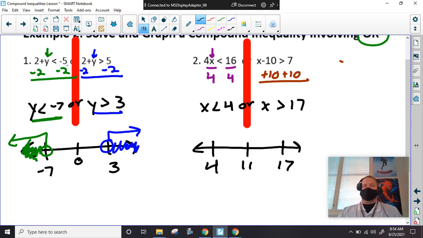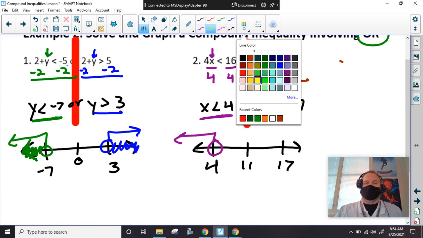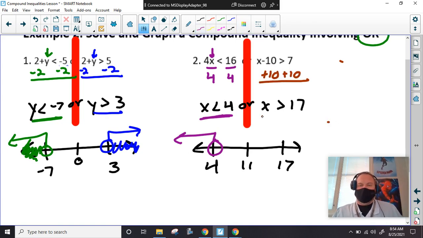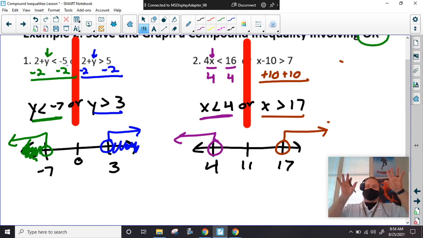So let's do this one. If x is less than 4, what type of circle? Open. And we go to the left. All right. This one, it will be open, going to the right. Yay! Fireworks.